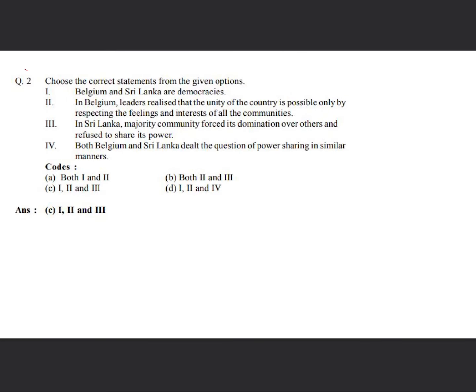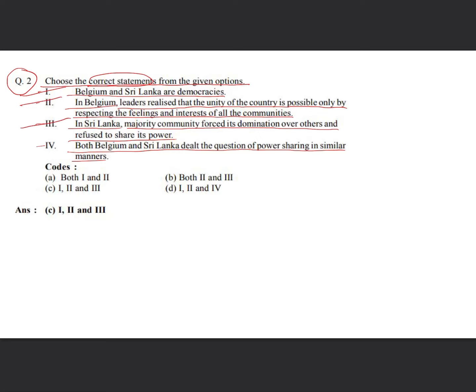Next question, question number 2. Choose the correct statement from the given options. First, Belgium and Sri Lanka are democracies. Second, in Belgium, leaders realized that the unity of the country is possible only by respecting the feelings and interests of all the communities. Third, in Sri Lanka, the majority community forced its domination over others and refused to share its power. Or option 4, both Belgium and Sri Lanka dealt with the question of power sharing in a similar manner. So, which are the correct statements? First, second, and third statements are correct. The fourth statement is not correct. Therefore, option C says that 1, 2, and 3 are correct.